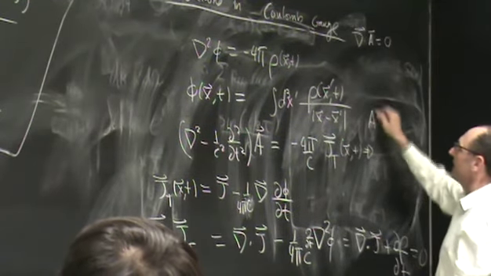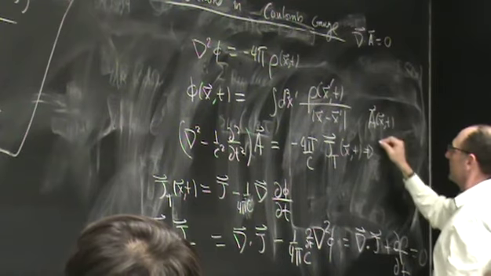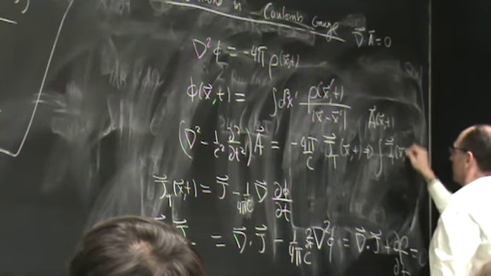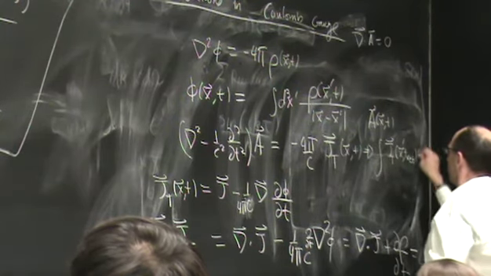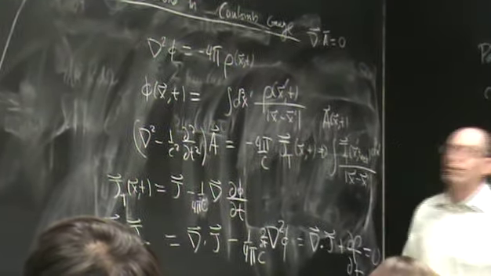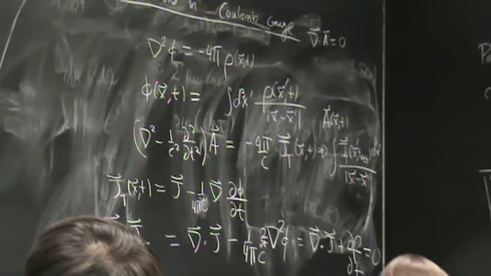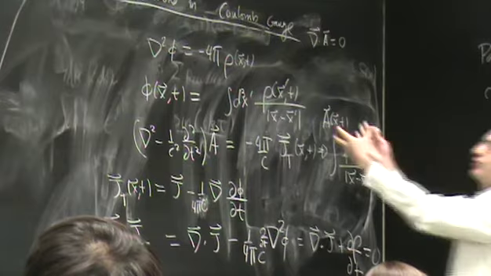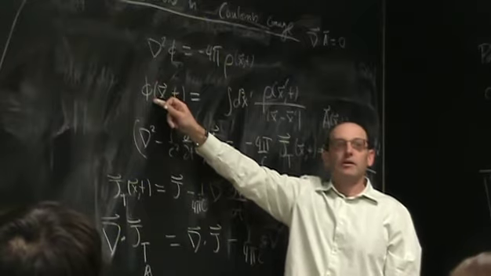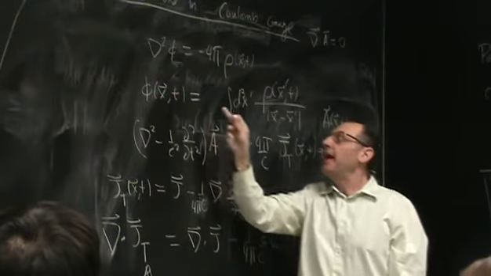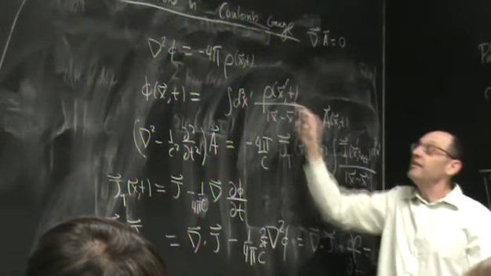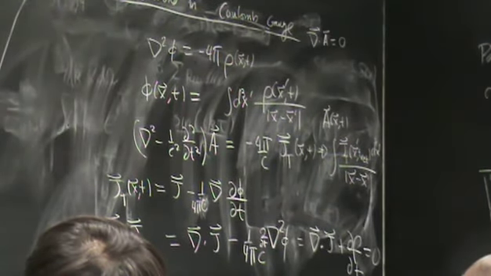So this says that A is equal to the integral of J transverse at the retarded time. So what the heck is going on here? Well, it's a little bit weird. It seems like something is superluminal because the field, or the potential at time t depends on what the source was at some other point in space at the same time, even if they are space-like separated points.